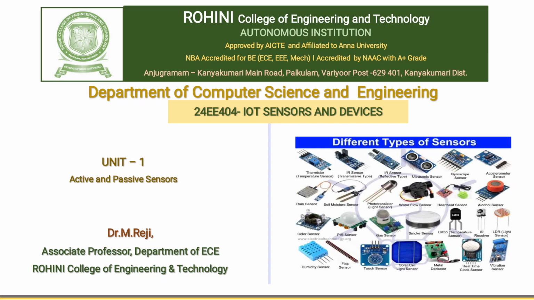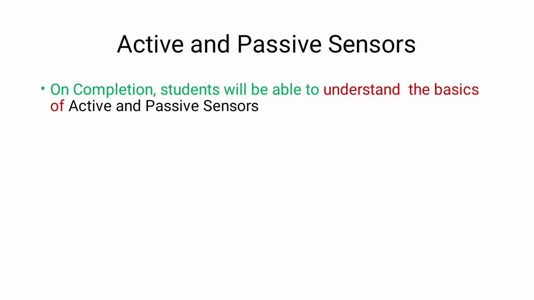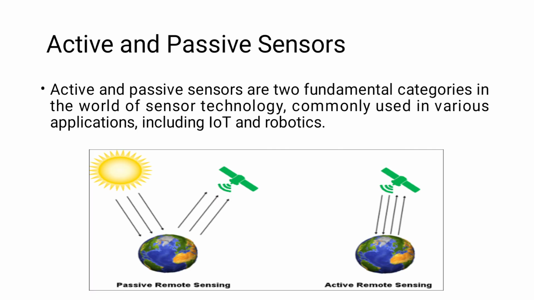Today we are going to see about active and passive sensors. On completion of this topic, students can understand the basics of active and passive sensors. Active and passive sensors are two fundamental categories in the world of sensor technology, commonly used in various applications including IoT and robotics.